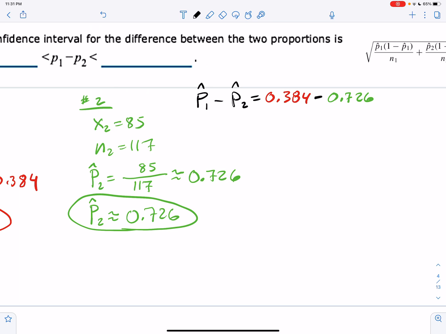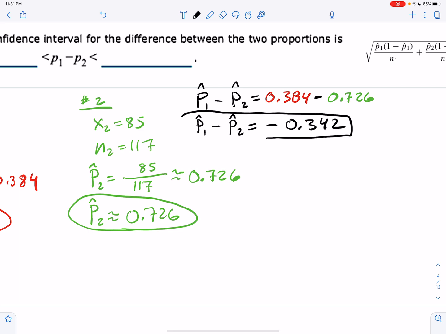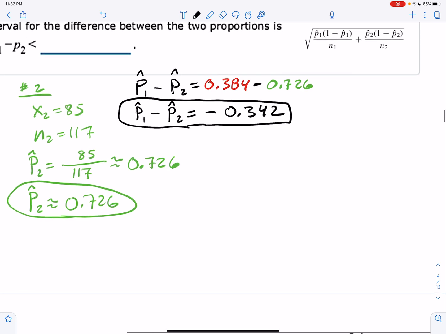And we're just following their directions, right? It says p sub 1 minus p sub 2. So we've got to take the first one minus the second one. And it's going to give us a negative value. That's okay. Don't freak out. It told us to do this, so you got to follow that. P hat sub 1 minus p hat sub 2. This is going to give us our point estimate, which is negative 0.342. I'm going to put, I think, a box around that.